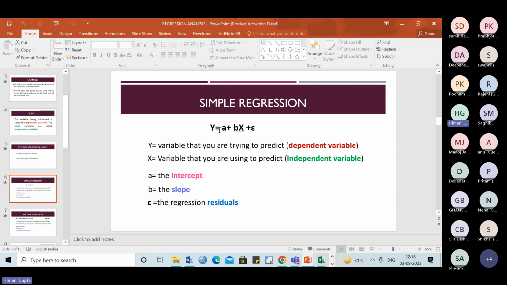So my equation for simple regression will be Y equals A plus Bx plus E. Now, what do you mean by A? A is a constant term, or I can say intercept. B is your slope, which represents by how much Y is affected if 1 unit of X increases. And E is your residuals.